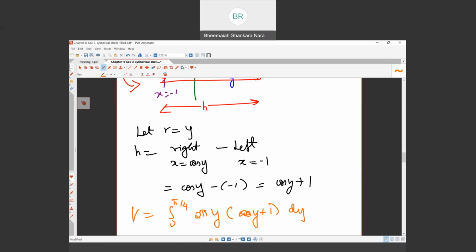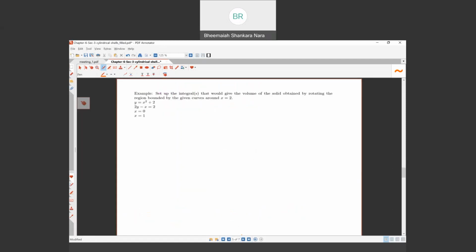One more example. Set up the integral that would give the volume of the solid obtained by rotating the region bounded by the given curves around the line x equal to 2. So the first one is a parabolic curve, the rest 3 are straight lines. So let's rewrite our second equation as 2y equal to 2 plus x. Further rewrite this as y equal to 1 plus x over 2. As soon as you plug in x equal to 0, all you see is y equal to 1.